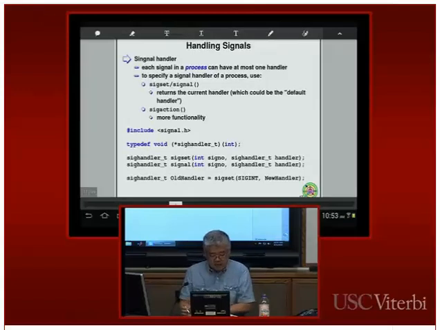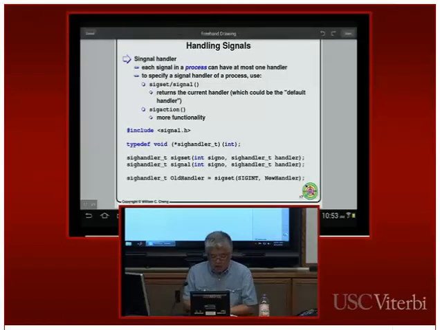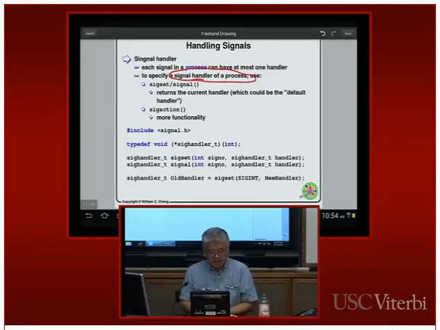All right, handling a signal. Each signal in a process has at most one handler. So if you have multiple threads, they all have to share the same handler. To specify a signal handler for a process, therefore again, this is a per-process concept.